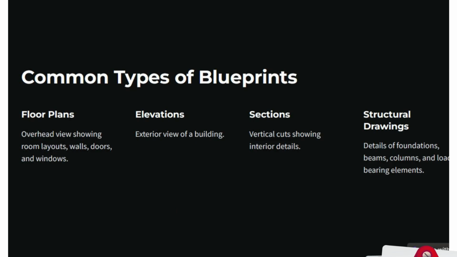Common types of blueprints: floor plans, an overhead view showing room layouts, walls, doors, and windows. Floor plans are the layouts mainly for the floors of the project. Floor plans are more specific if you have a building, if you have the location of walls, location of doors and windows. It's going to be indicated in the floor plans.